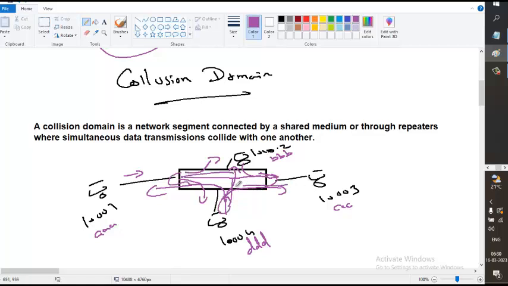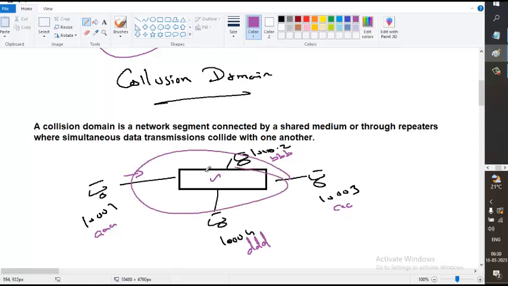When C talks, see now, the drawing itself is making a picture like a big chaos. Now, this is what is called a collision. If everyone tries to talk, then there is a collision. They hit each other. Because for all the devices, there is only one collision domain. In hub, there is only one collision domain.